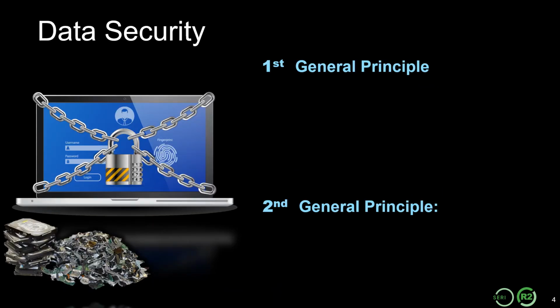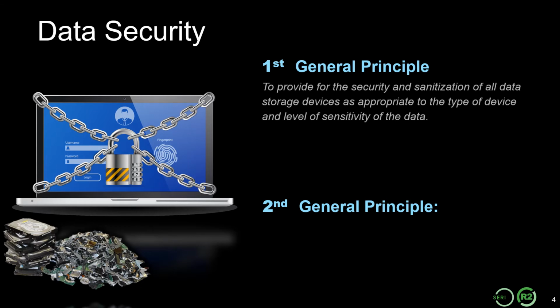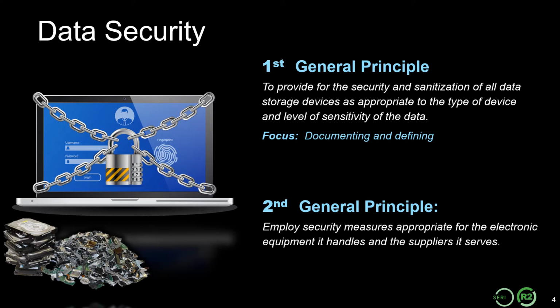There are two general principles in Core 7. The first is to provide for the security and sanitization of all data storage devices as appropriate to the type of device and level of sensitivity of the data. The requirements for this general principle focus on documenting and defining how the facility will secure and sanitize data. The second general principle is to employ security measures appropriate for the electronic equipment it handles and the suppliers it serves. The requirements for this general principle focus on implementing and maintaining the procedures and controls for securing and sanitizing data. Let's take a closer look at the requirements that support each general principle.